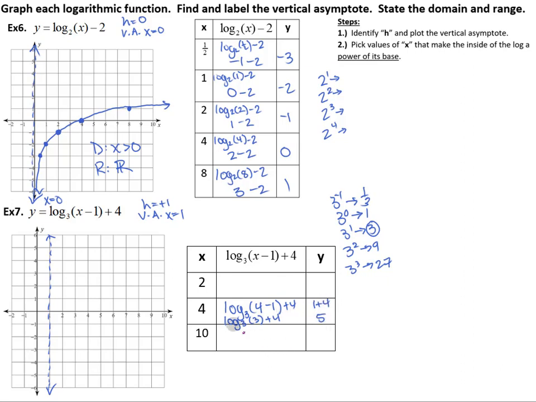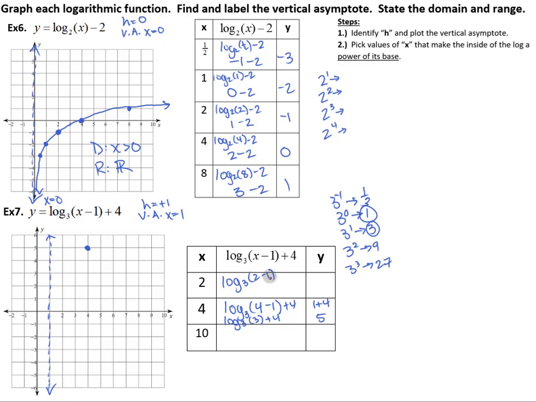I was running out of room to write my work there. When we plug in 4, we end up getting 5. Way up here this time. That makes sense because this graph does have a k value of 4, meaning whatever it originally looked like, it's been shifted up 4. Okay, let's try 2, because again, 2 minus 1 would give me 1.